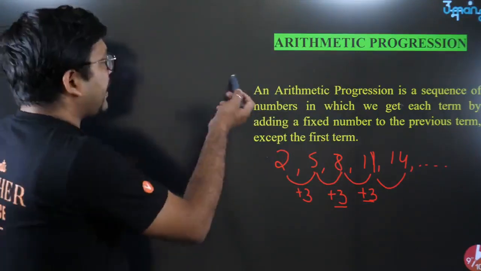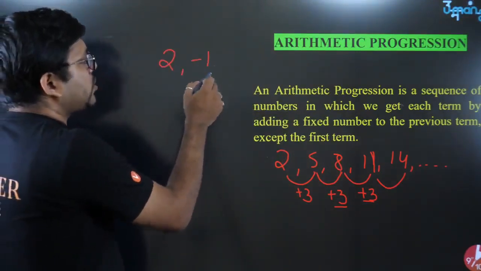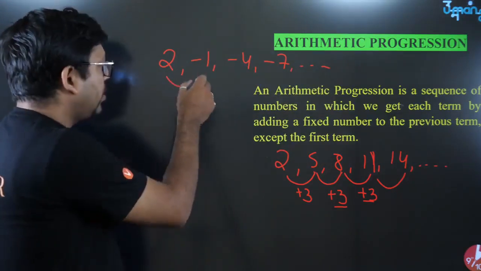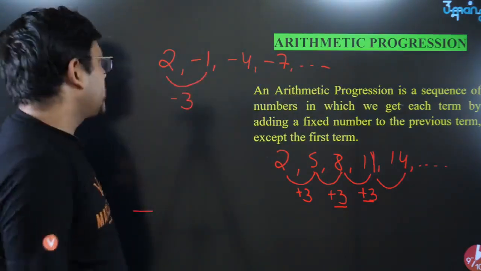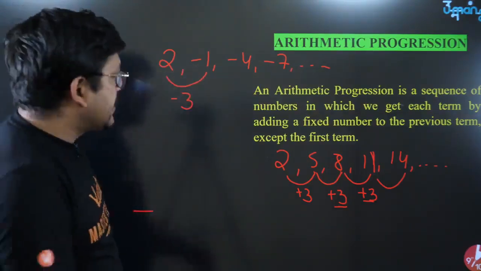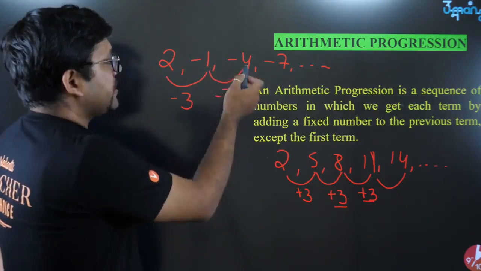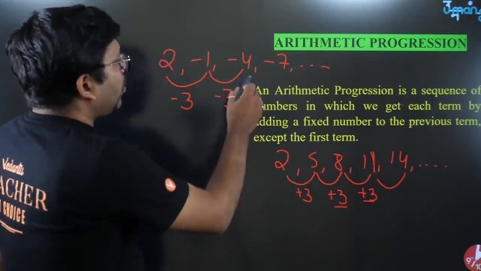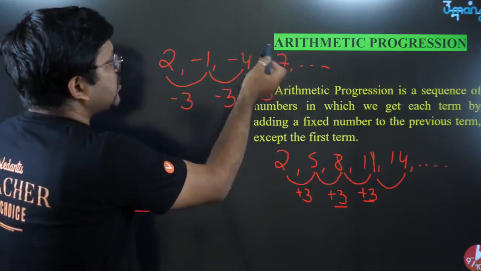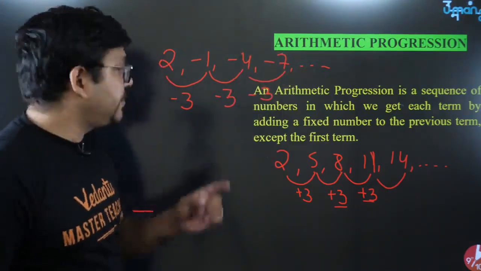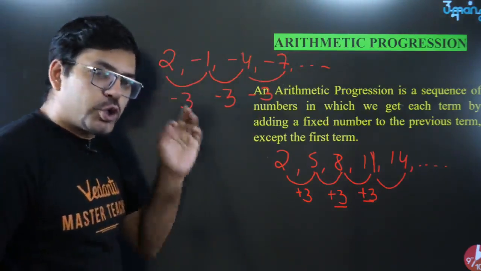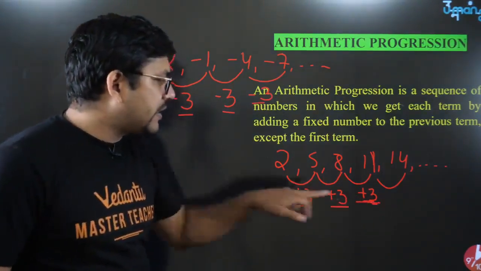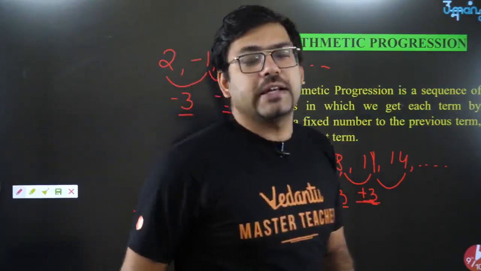For example, you may get a series like 2, -1, -4, -7 and so on. Here -1 is at a distance of -3 from the preceding term, because if you add -3 to 2, 2 - 3, you get -1. Similarly, if you add -3 again, you get -4. So -4 is at a distance of -3 from the preceding term. What it simply means is that the difference between any two consecutive terms, second minus first, should always be constant. If you get any series with this rule, then surely it is an arithmetic progression.